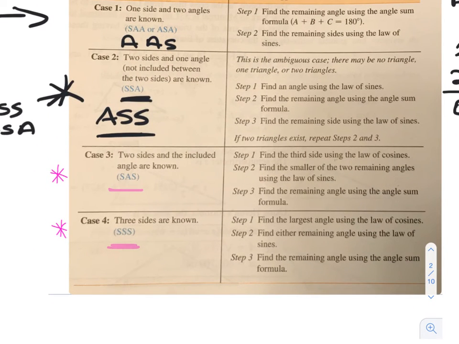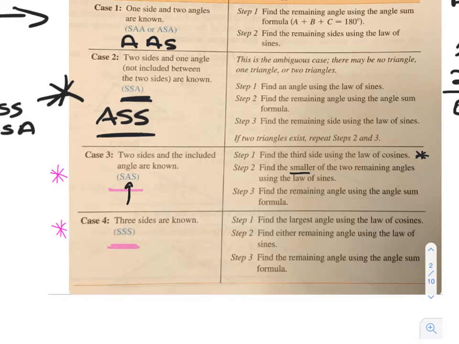So over here, when it's side angle side, you're gonna first find the missing side of the angle that's given. So whatever side is across from the angle that's given to you in the problem, that's what you find first. So you're gonna find the third missing side first using law of cosines. Then after that, your next step, you must find the smaller of the two remaining angles using law of sines. And then you'll find the third using that triangle sum.